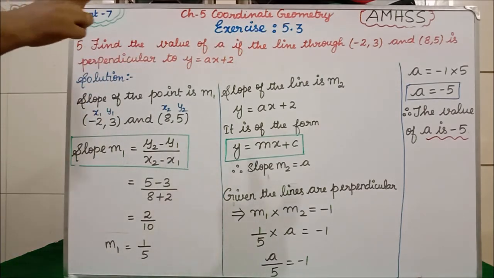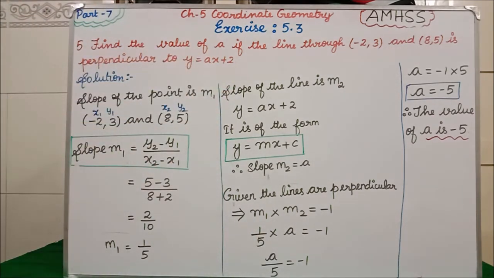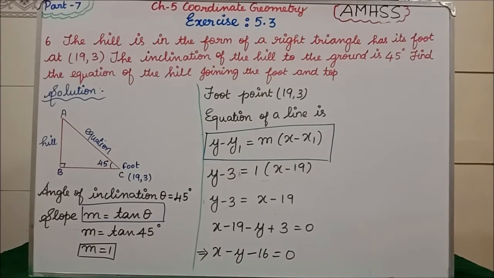Using the first 2 points, we are going to find m1, and with this line, we are going to find m2. Clear? Then we are going to use the perpendicular formula. Clear all of you? Next, we will see the 6th question in exercise 5.3.